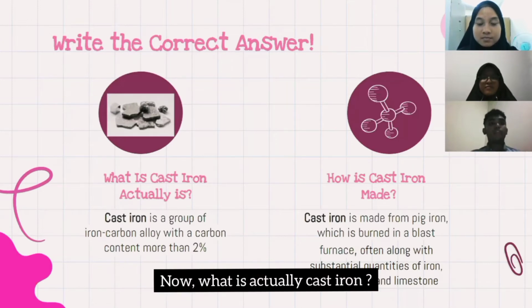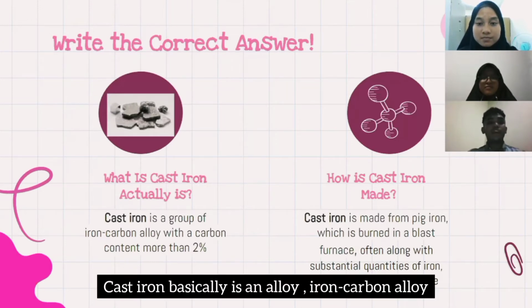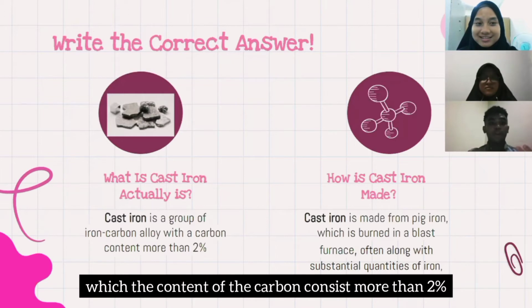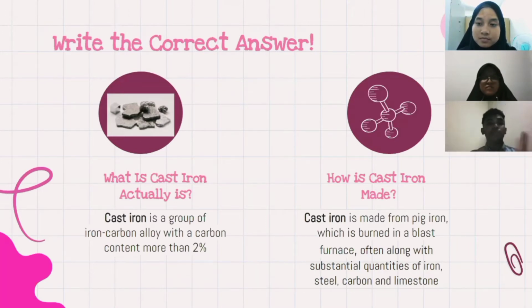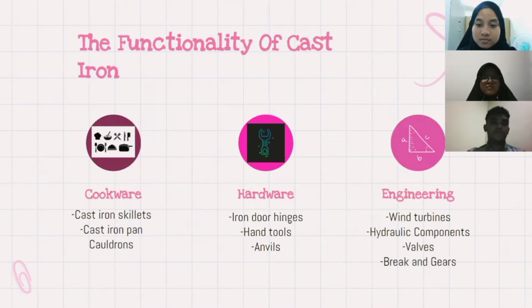Now, what is cast iron really? Cast iron basically is an alloy, a carbon-iron alloy, in which the carbon content is more than 2%. How is it made? Well, cast iron is actually an accident, a happy accident. It's made from pig iron, which is basically iron ore that has been smelted, often along with substantial quantities of iron, steel, carbon, and limestone. That's how you produce cast iron.